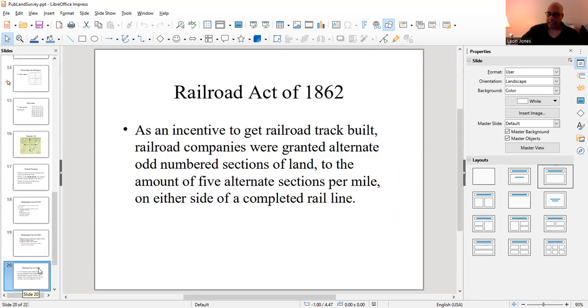And you had the Railroad Act of 1862, which, as an incentive to get railroad track built, guaranteed railroad companies alternate odd-numbered sections of land, to the amount of 5 alternate sections per mile on either side of a completed rail line.